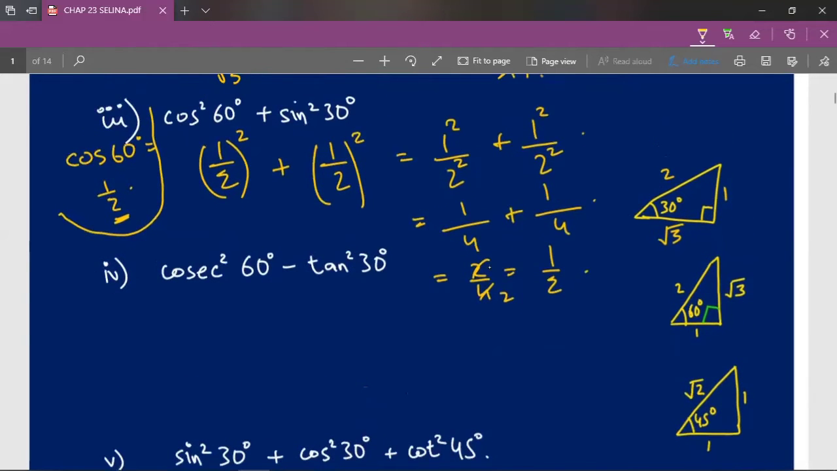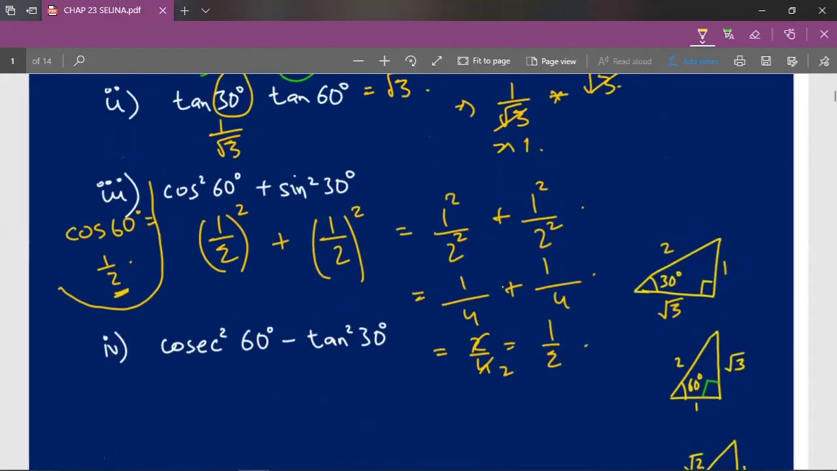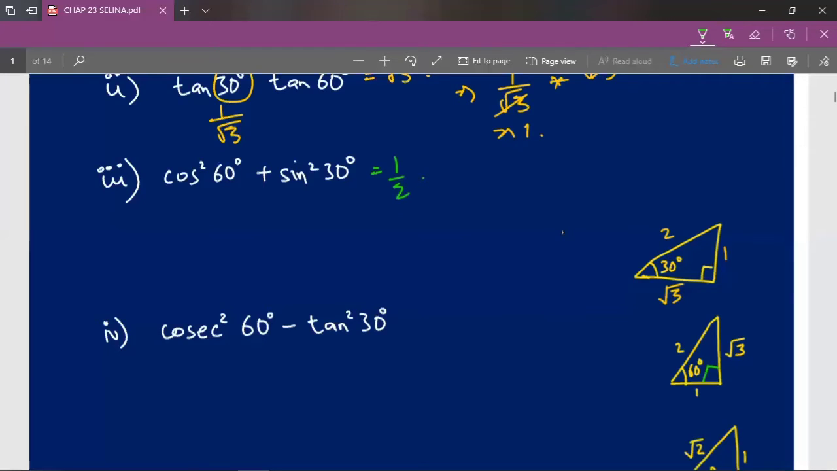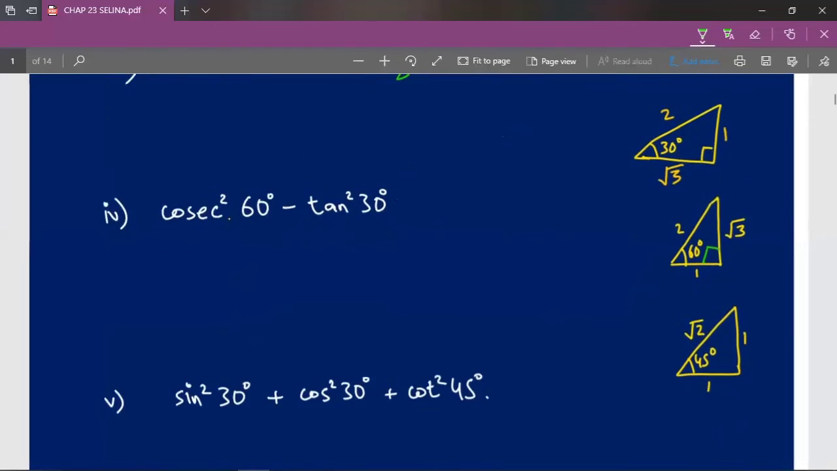So I'll just erase all of this. Just note it with me and I'll erase all of this. So we'll move on to the next question. Now cosecant square 60 degree minus tan square 30 degree.